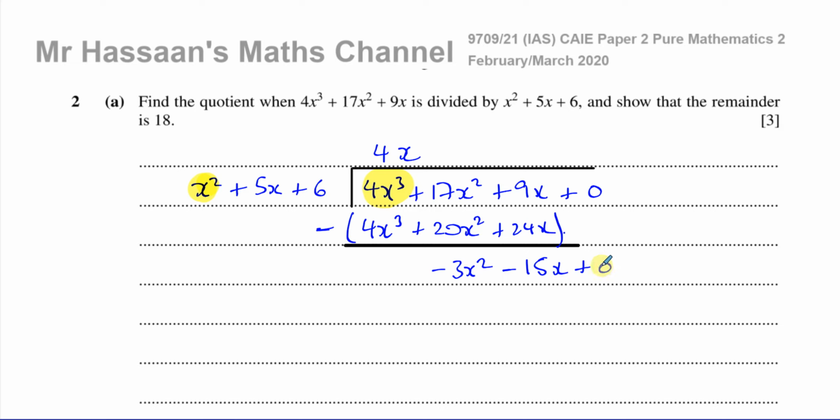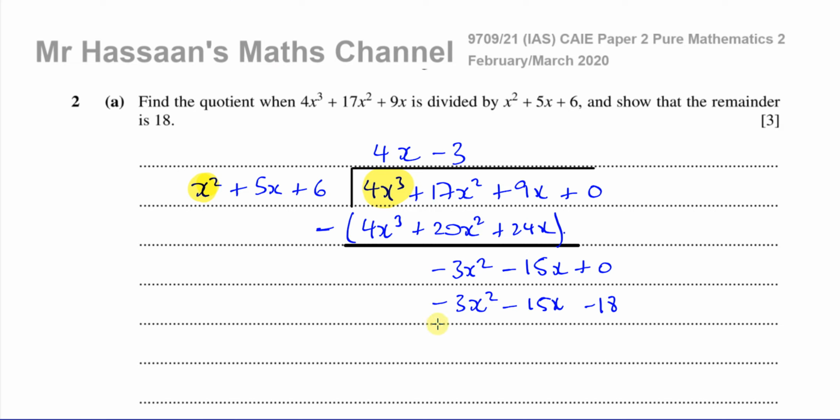And now I'm going to go through the same process again. x squared times something gives you negative 3x squared, so it must be negative 3. x squared times negative 3 gives you negative 3x squared, so we actually multiply these terms. Negative 3 times x squared is negative 3x squared. These should be the same, which means we've done it right. Negative 3 times 5 is negative 15x, and then negative 3 times 6 is negative 18, and then we've got to do the same thing.